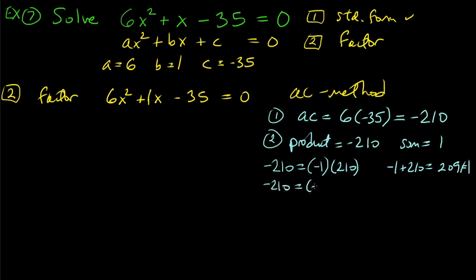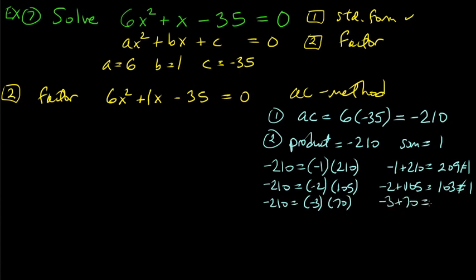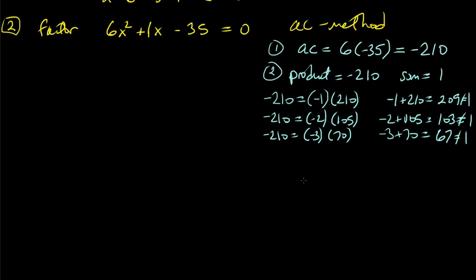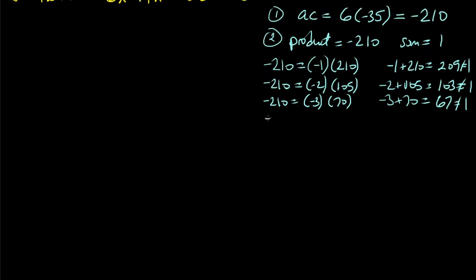And you could divide by 2. You get negative 2 times 105. Negative 2 plus 105 is 103, which is not 1. So let's move on. I think we can divide by negative 3. You get 70. So negative 3 plus 70 is 67. Still not 1. And you can see this is going to go on for a long time here. And again, maybe you see it right away, but I don't. So I'm going to keep going.